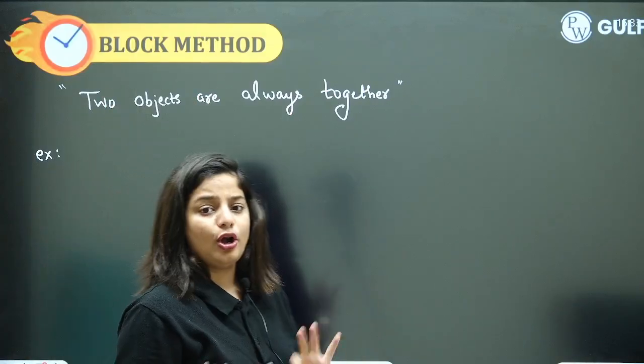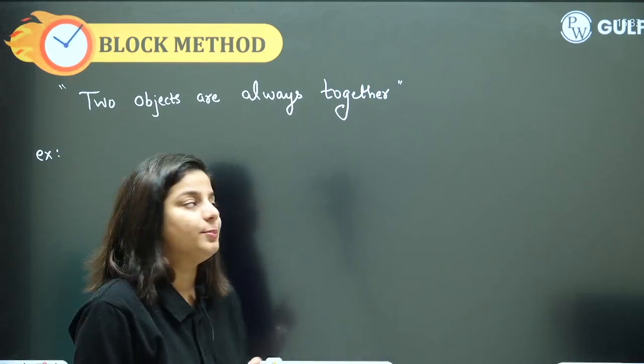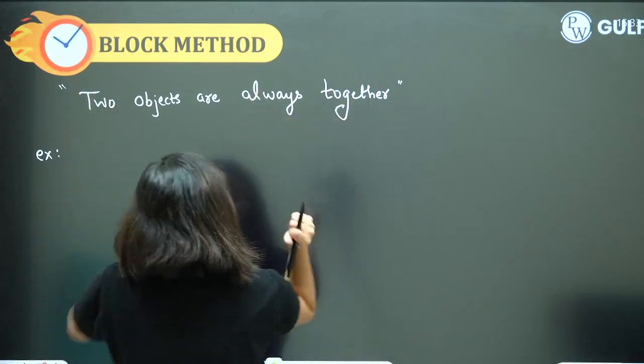Okay. Next we move to block and gap method. Block method is when 2 objects are always together. You want to hold them together.